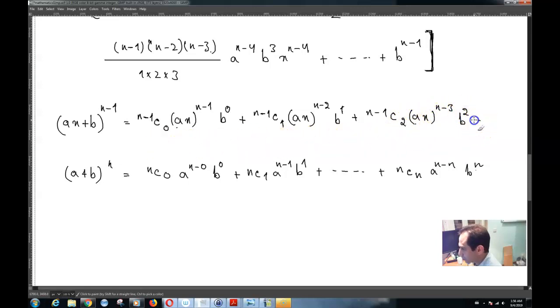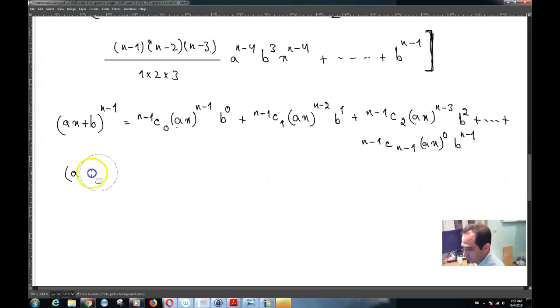plus all the way up to n minus 1 combination, I suppose n minus 1, because you cannot write n minus 1 combination n, that doesn't make any sense. N minus 1 combination n minus 1, ax raised to the power 0, b raised to the power n minus 1. I suppose that's how that happens.